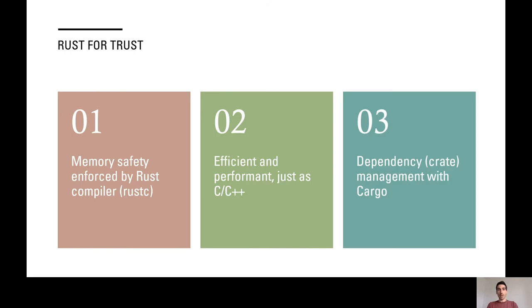The last interesting thing about Rust is how you manage dependencies. Dependencies in Rust are called crates, and there's a tool provided by Rust called Cargo. This tool just helps the developers with the maintenance burden of updating crates, which means that you get security kind of free by making sure that your project is easily updated with the latest versions of the dependencies you have.